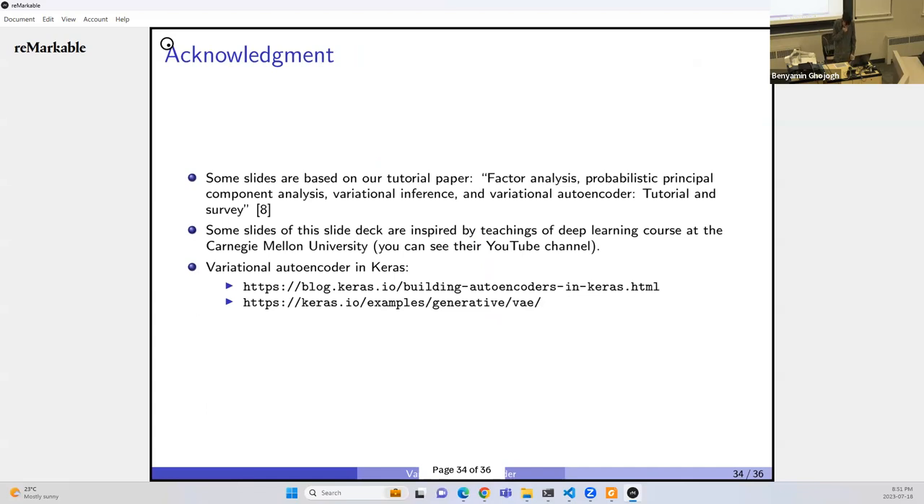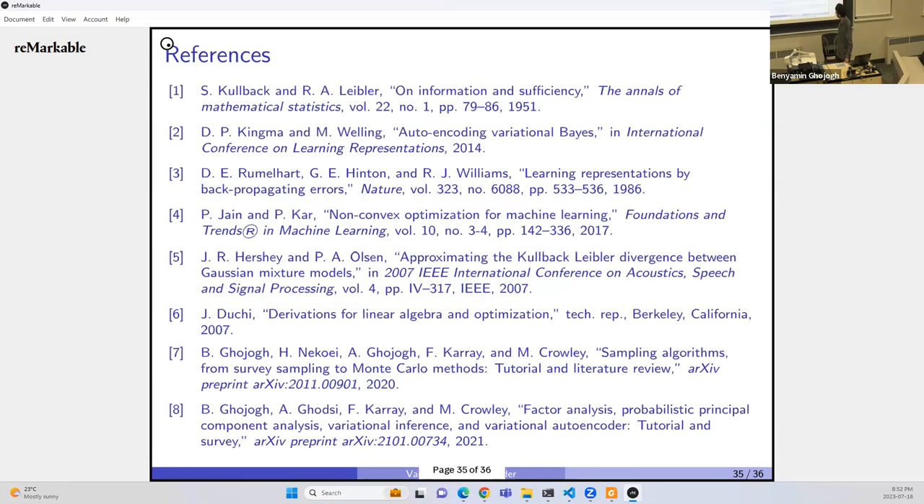Acknowledgement. Some slides are based on our tutorial paper, factor analysis, probabilistic principal component analysis, variational inference, and variational autoencoder. You can also see our textbook on dimensionality reduction. Some slides are inspired by the teachings of the deep learning course at Carnegie Mellon University. You can see their YouTube channel. It's very good. Also, variational autoencoder in Keras. You can see them. These are good. Okay, these are the references.